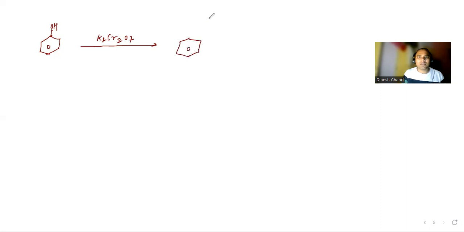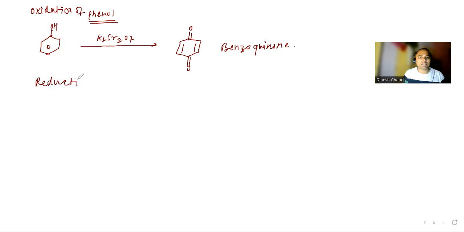Here it cannot be the circle, student. And it will give the O group here and O group here. This compound is called benzoquinone, student. This reaction is called oxidation of phenol. So if you do oxidation of phenol, student, it is going to give benzoquinone. Next one, the reduction of phenol, student. You can just study the reduction of phenol, right? Till now, the major reaction we did not study. It will take 5-10 minutes more.